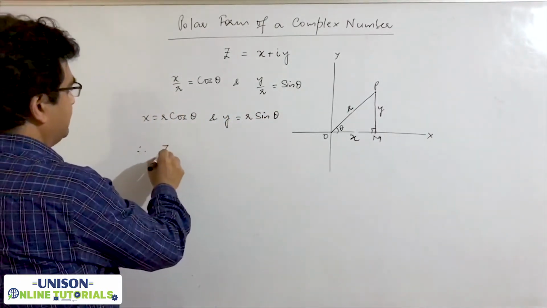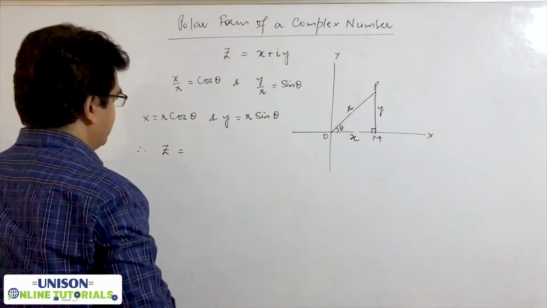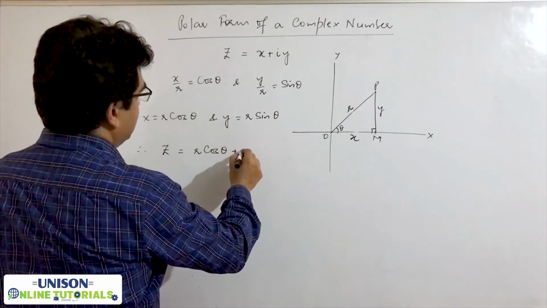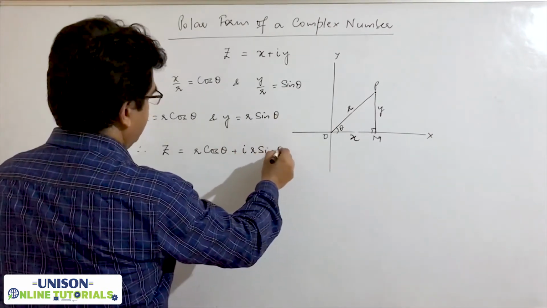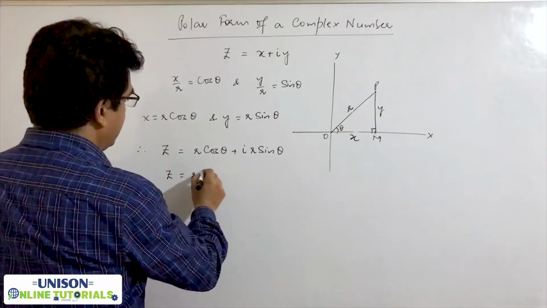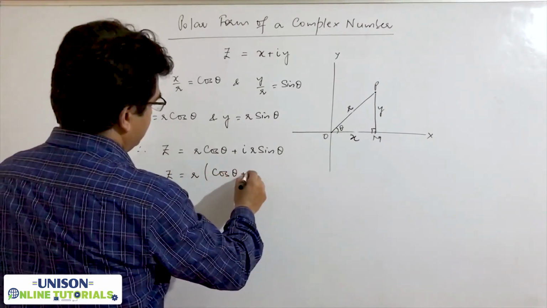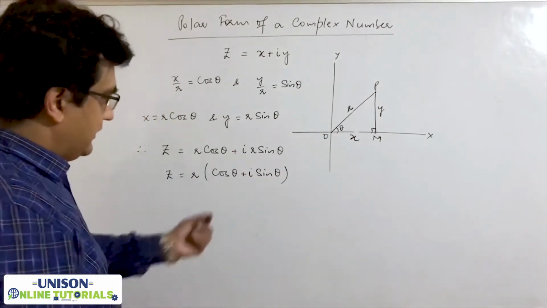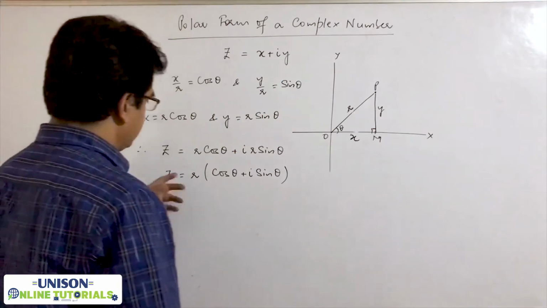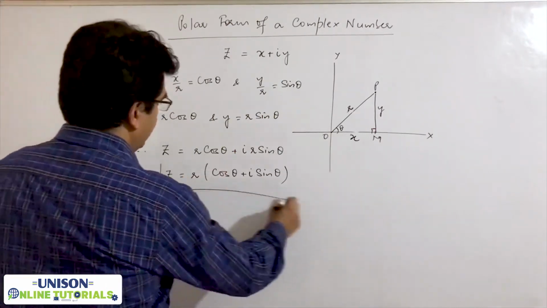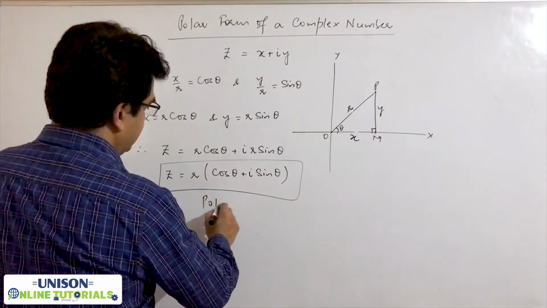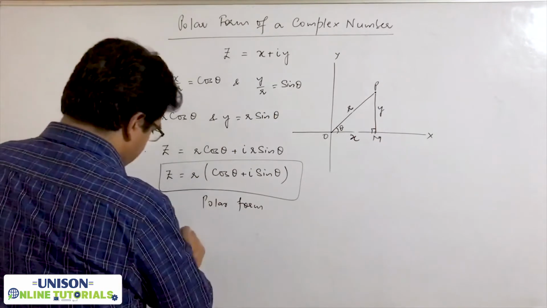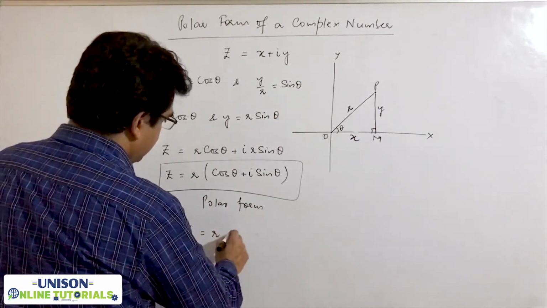So therefore, let's put the values in this equation. x plus iota y. x is r cos theta and y is r sin theta. So the value of z comes out to be r times cos theta plus iota sin theta, where r is the modulus and theta is the argument. So this is called the polar form of a complex number. This can also be written as r cis theta.